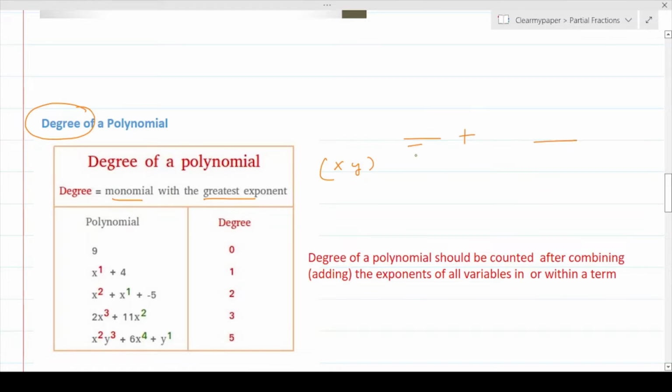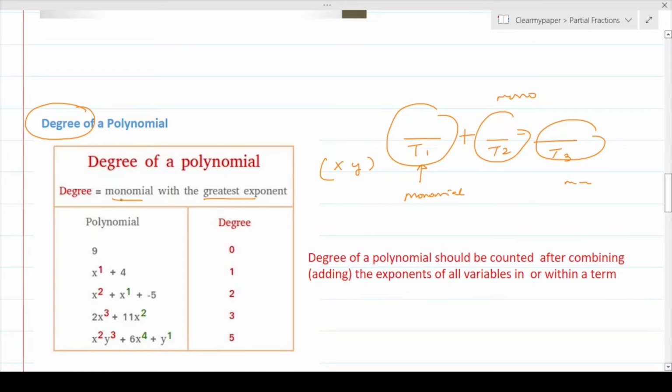Let's say this is term 1, then there is term 2, and there is term 3. Each one individually is just one term, right? And if the polynomial has just one term, it becomes a monomial. So a polynomial is nothing but a combination of a lot of monomials. This by itself is a monomial, this is another monomial, and this is another monomial, right? So we have to take each term.